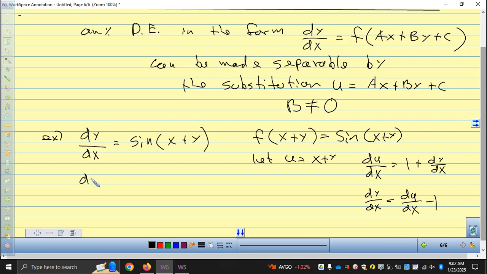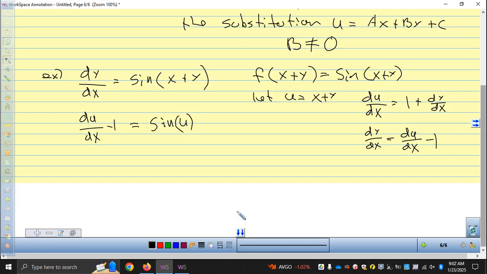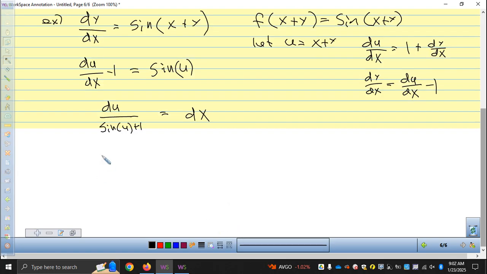So we get du/dx minus 1 equals the sine of u. And I can separate this. I can add 1 to both sides. So I get du over the sine of u plus 1 equals dx. And we're going to integrate. So we get the integral of du over sine u plus 1 equals x, and I'll account for my constant there.